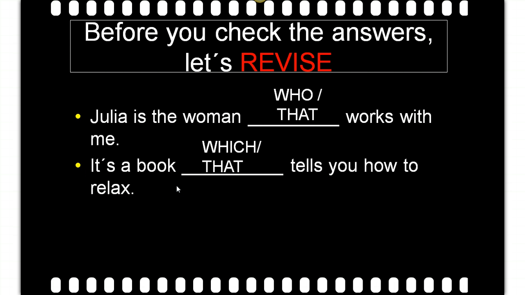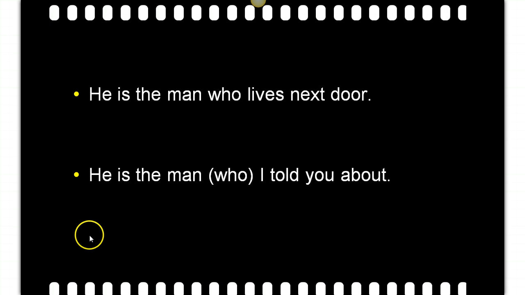So you can omit. Another example, you can omit who, which, or that when the verb in the main clause and the relative clause have a different subject. I'm going to show you an example. In the first example, he is the man who lives next door. So he is the man, the subject is he. Second clause, who lives next door, who is the subject. So I cannot omit who in this example.